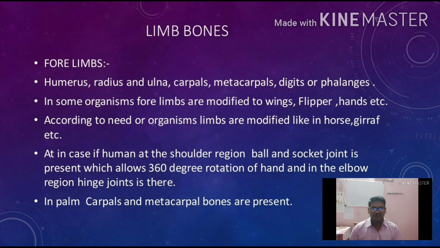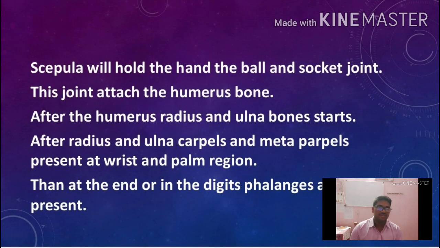In some organisms, the 4 limbs are modified into wings in case of birds, flippers in case of penguin, and hands in case of human. According to the need of the organism, limbs are modified, like in case of horses. They have big front limbs. Like in the camel, in case of giraffe, they are modified front and hind limbs.